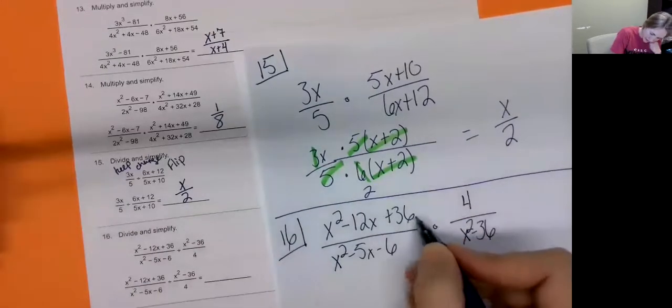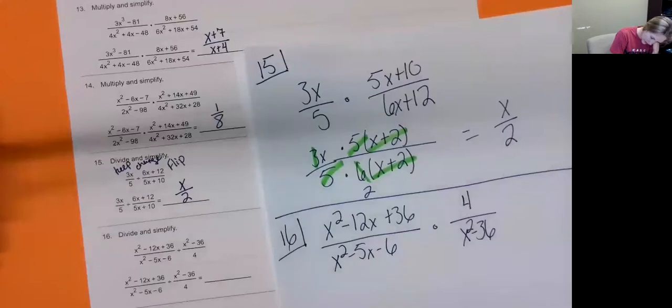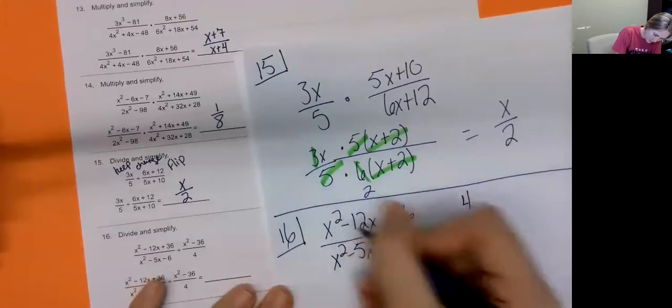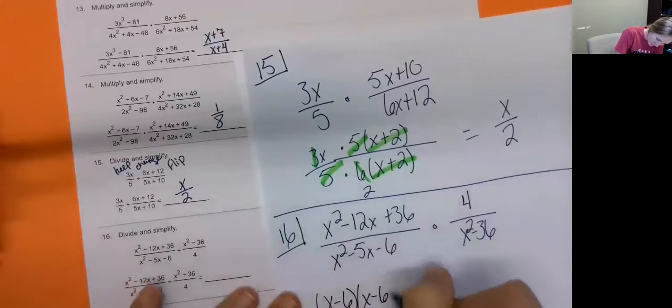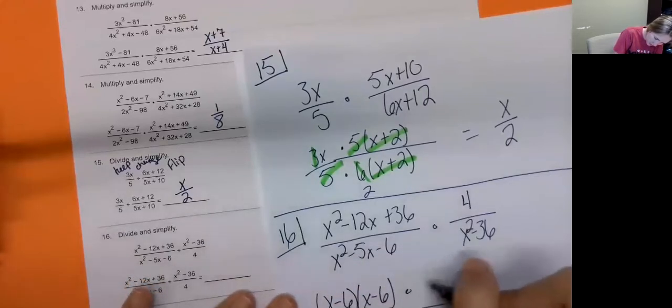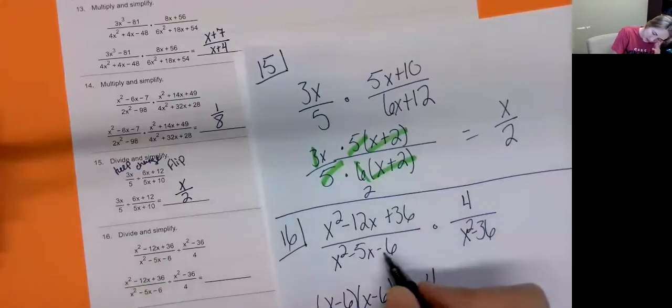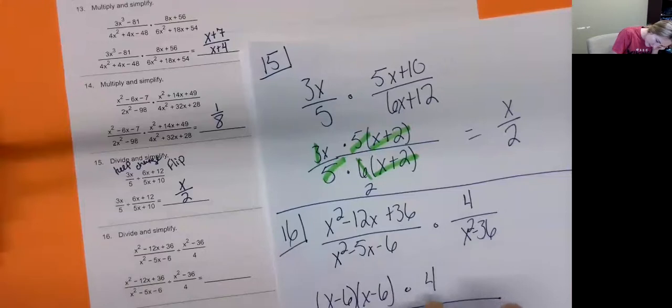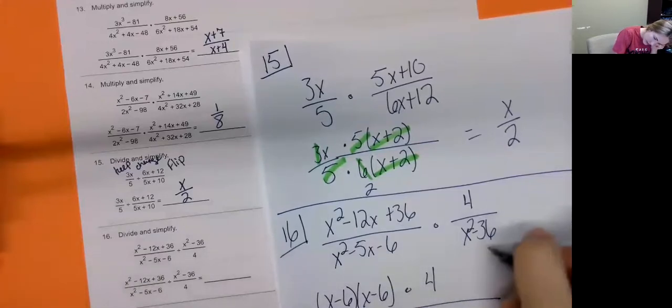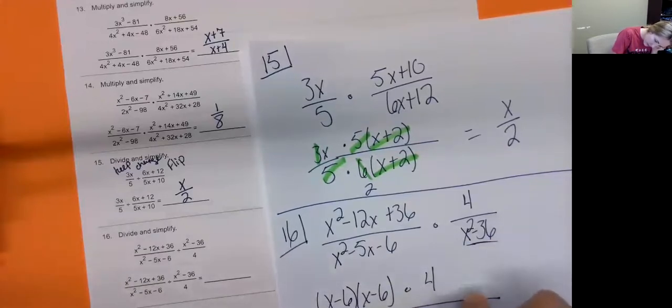Okay, factoring this one, factors of 36 that add to get 12. And since there's a subtract here, I'm going to have x subtract 6 twice. The 4 will stay. Here, factors of 6 that subtract to get 5 would be 6 and 1. So x subtract 6, since it was -5, x plus 1. And this is the difference of two squares, so we have x plus 6 times x minus 6.